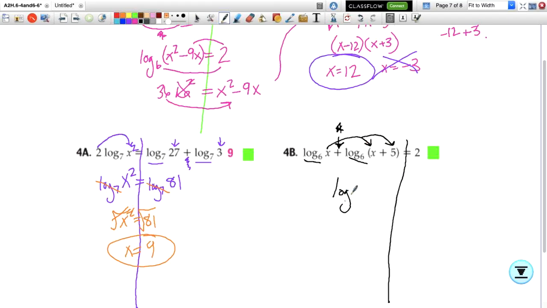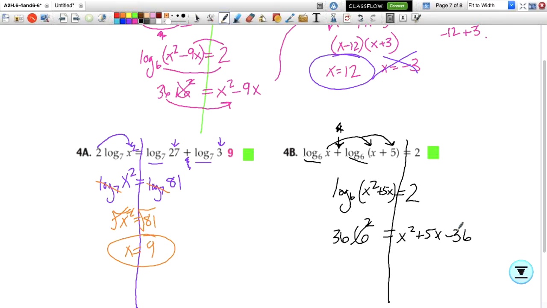So I end up with log base 6 of x times x squared, x times 5, plus 5x equals 2. Now, there's nothing else I can do here. This is a little binomial. There's nothing else I can simplify there, okay? So because there's only a log on one side, I can't cancel it out like I did here. I have to put it in exponential form. So I'm going to do 6 squared equals this. 6 squared equals x squared plus 5x. 6 squared is the same thing as 36. So I'm going to minus 36 over here.